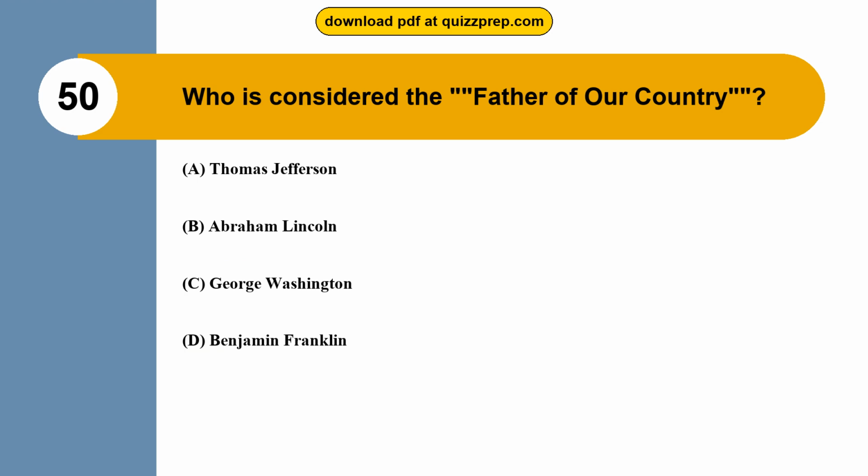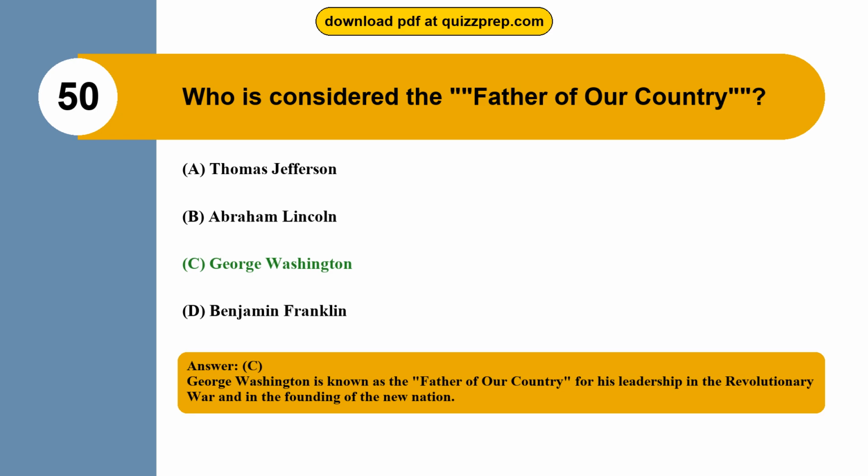Question 50. Who is considered the father of our country? Option A, Thomas Jefferson. Option B, Abraham Lincoln. Option C, George Washington. Option D, Benjamin Franklin. The correct answer is option C, George Washington. George Washington is known as the father of our country for his leadership in the Revolutionary War and in the founding of the new nation.